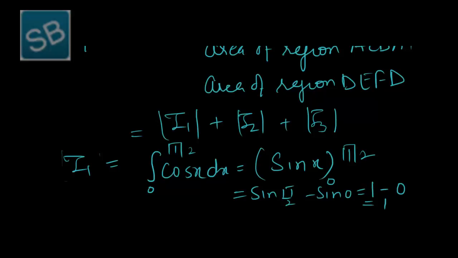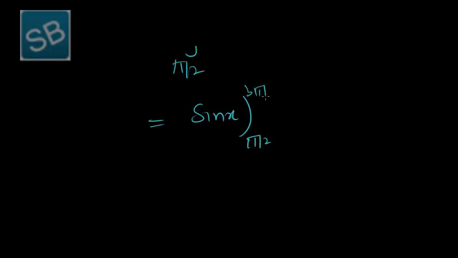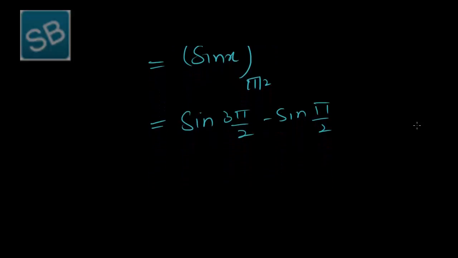Now we have to calculate the region I2, that is pi by 2 to 3 pi by 2 of cos x dx. So we get here sin x ranging from pi by 2 to 3 pi by 2. So we get sin 3 pi by 2 minus sin pi by 2. So sin 3 pi by 2 is minus 1 and sin pi by 2 is 1. So we get minus 2. That is the value of I2.